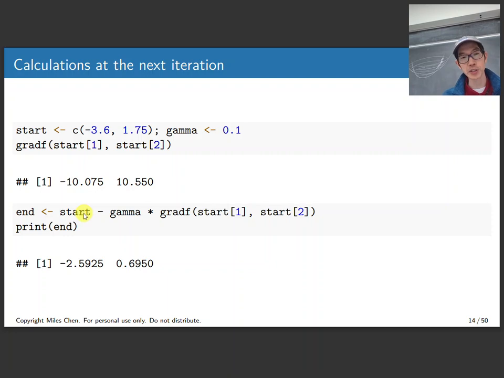Okay, and what we want to do is we want to take -3.6, 1.75. That's my start location here. Minus 0.1 times the gradient here. Okay, so -0.1 times -10.075 is going to become what? Positive 1.0075. So -3.6 plus positive 1.0075 gives me -2.5925. And then here I have 1.75 minus 1.055. So 1.75 minus 1.055 gives me 0.695.